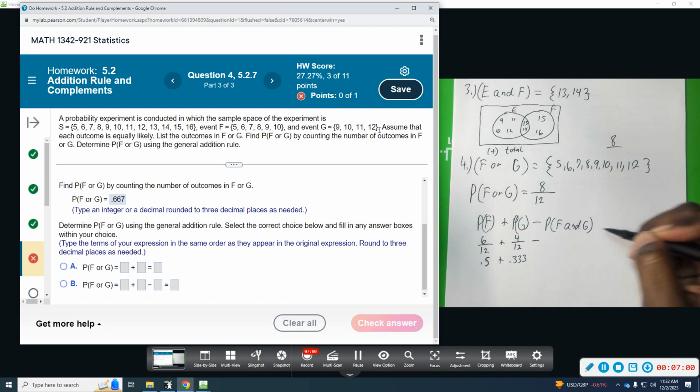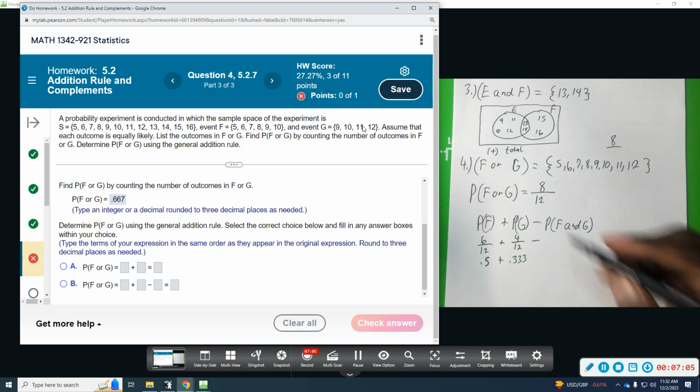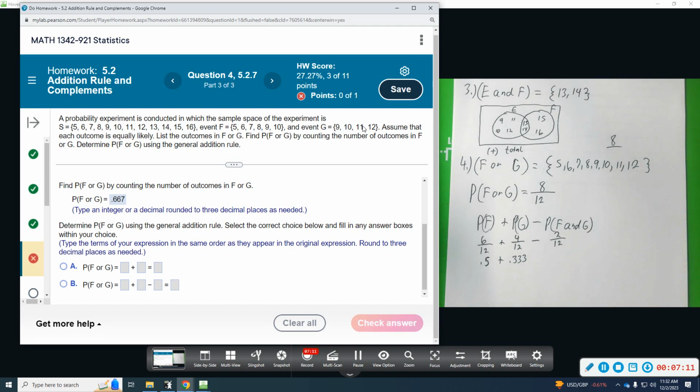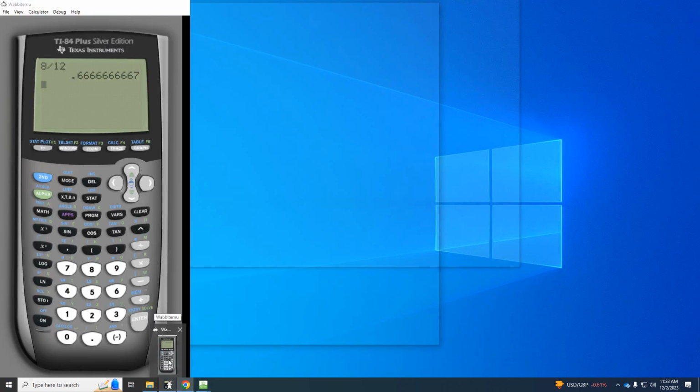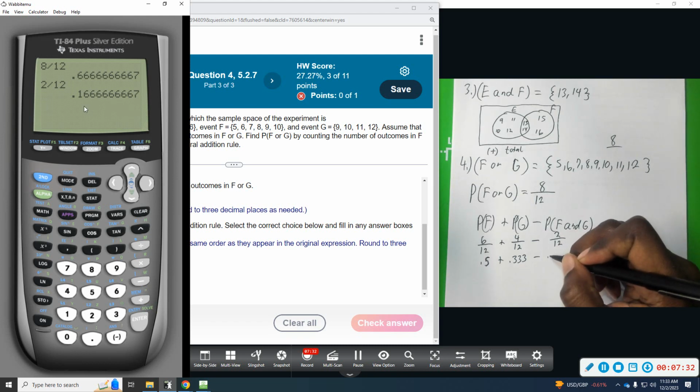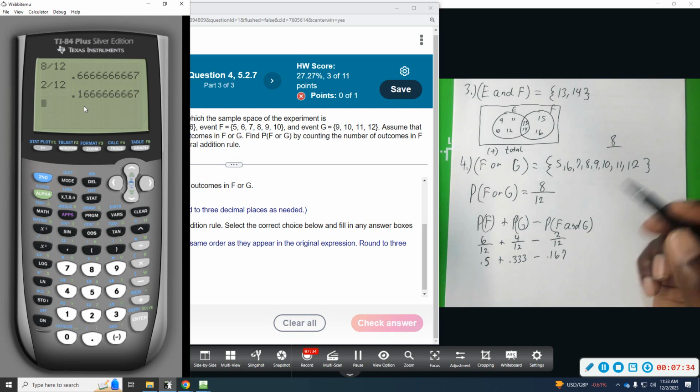Then we would subtract F and G. Well, what do they have in common? F and G had 9 and 10. So they had 2 elements in common. So 2 out of 12, which is 1/6. I think that's about 0.16 repeating, but let's double check that. 2 divided by 12. Yeah, 0.16 repeating, so we'll do 0.16, and then that will round up to 7. So 0.167 minus 0.167.